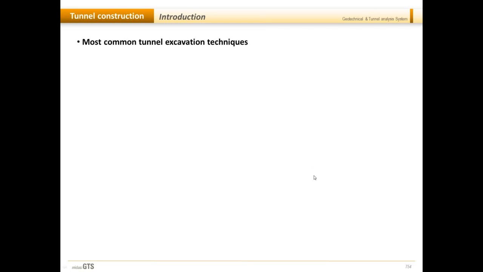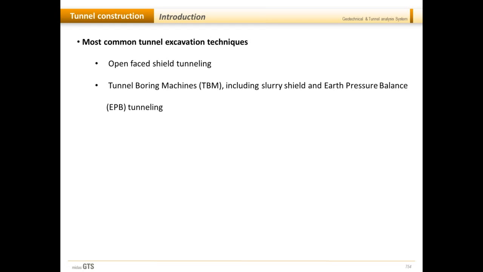So the most common types of tunnel excavation techniques that are available to the engineers are open-faced shield tunneling, tunnel boring machines including slurry shield and earth pressure balance tunneling, and sprayed concrete lining method, which is commonly used for NATM. I'm pretty sure the engineers in the session today are very much familiar with these common tunnel excavation techniques.